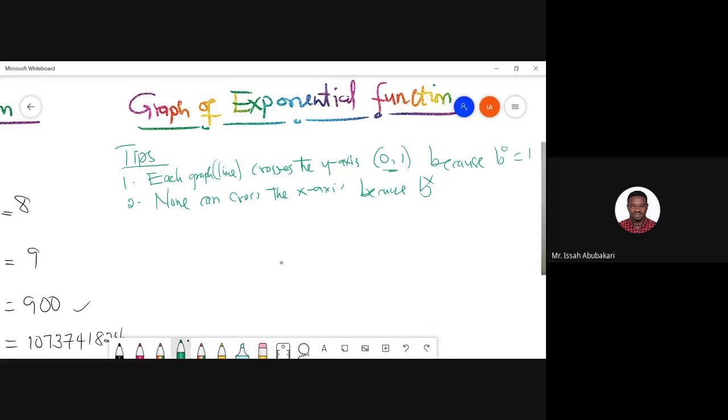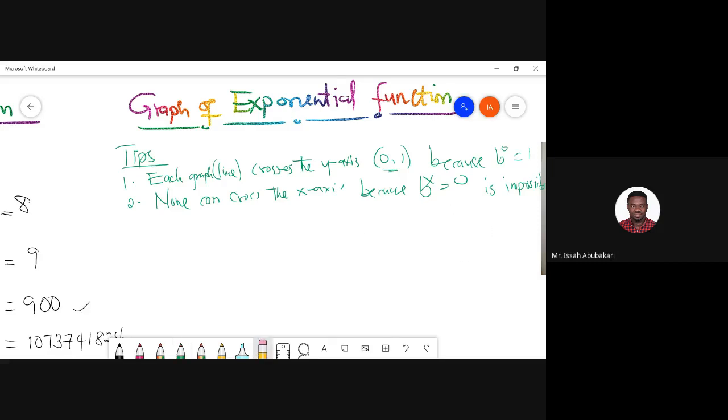when b exponent x is equal to 0, it's impossible. b exponent x to be equal to 0 is impossible. There's no way that the exponent b, let's say if you have two exponents, any number, it can be 0, it can be 1, it can be anything, the answer will be equal to 0. There's no way b exponent x will be equal to 0. None can cross the x-axis because b exponent x equal to 0 is impossible. It can never happen. Because it can never happen, the line can never cross the x-axis.